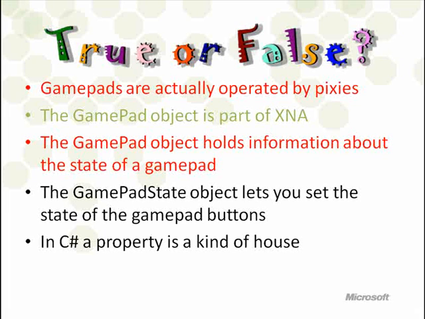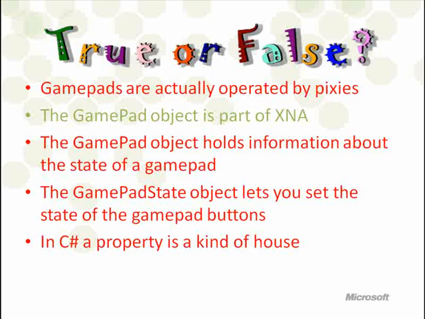The gamepad object lets you set the state of the gamepad buttons. You can't set the buttons. The program can't control the buttons on the gamepad. It can read them, but it can't reach out and press the button, so that one's going to be false. And the bottom one: in C#, a property is a kind of house. No, it's something which exposes information about a particular item in your program. So I reckon that's going to be red. And it is. So there you are.